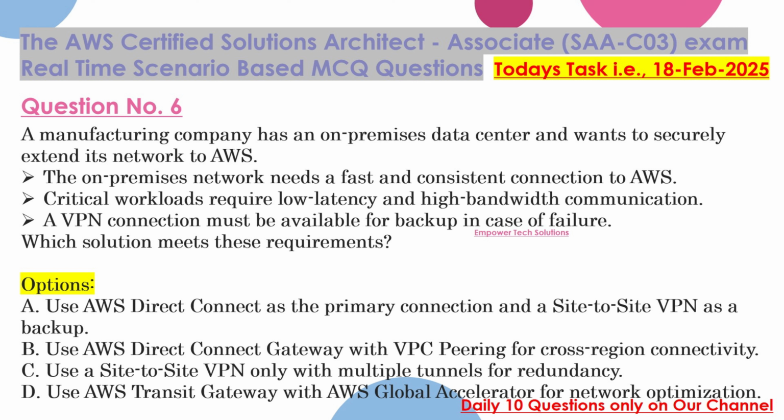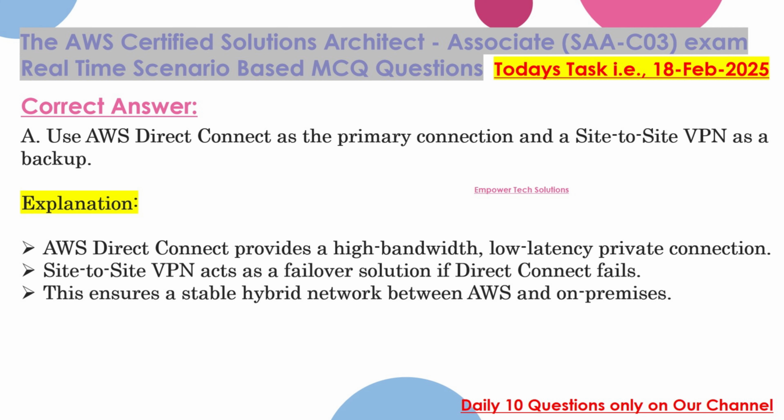Options: A. Use AWS Direct Connect as the primary connection and a site-to-site VPN as a backup. B. Use AWS Direct Connect Gateway with VPC peering for cross-region connectivity. C. Use a site-to-site VPN only with multiple tunnels for redundancy. D. Use AWS Transit Gateway with AWS Global Accelerator for network optimization. Correct answer: A. Use AWS Direct Connect as the primary connection and a site-to-site VPN as a backup.